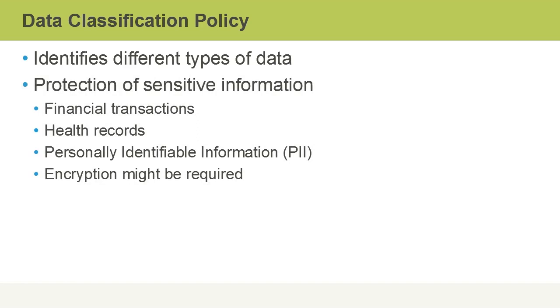And so, with the data classification policy, we might look into database records or files to determine if there is something sensitive like financial transactions, health records, whether records or files contain personally identifiable information, or PII, things like email addresses or social security numbers, that's all considered PII. And in some cases, we might be required, due to regulations or laws, to encrypt data that is considered sensitive.